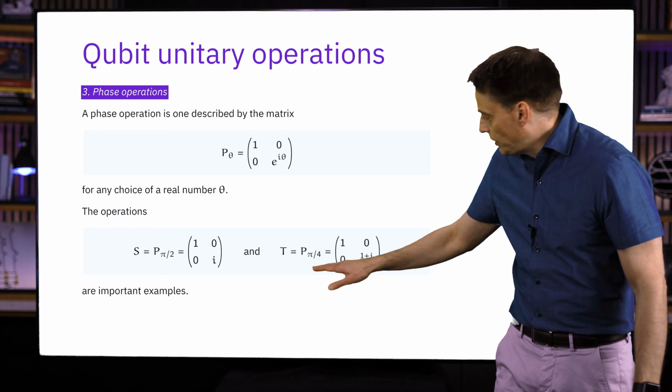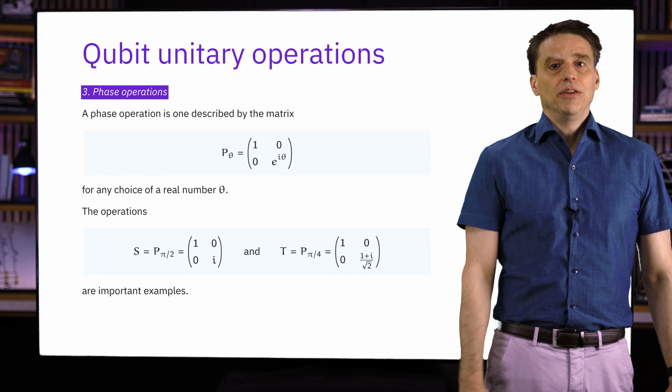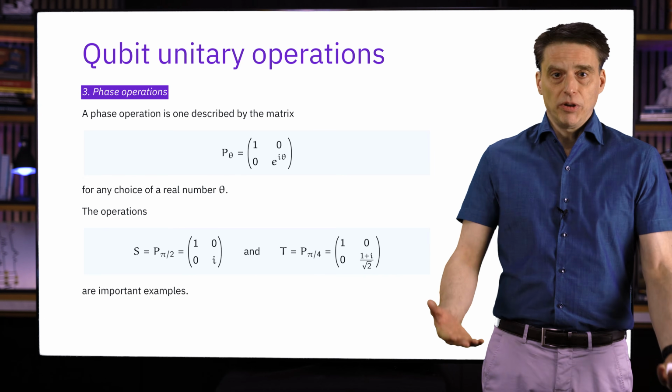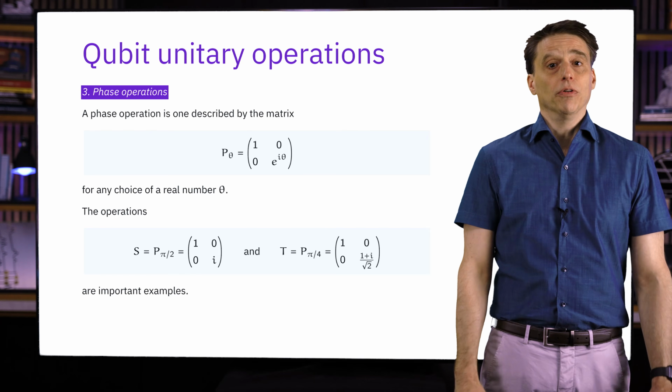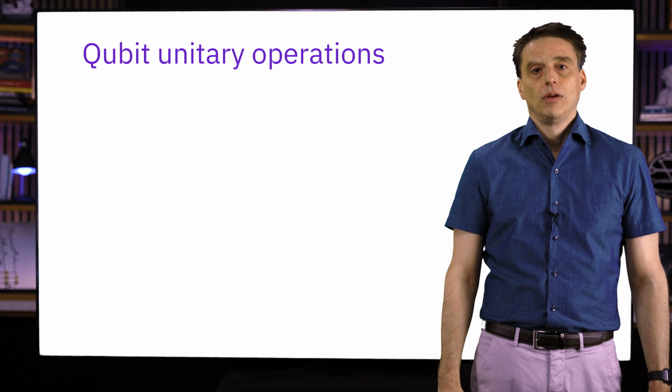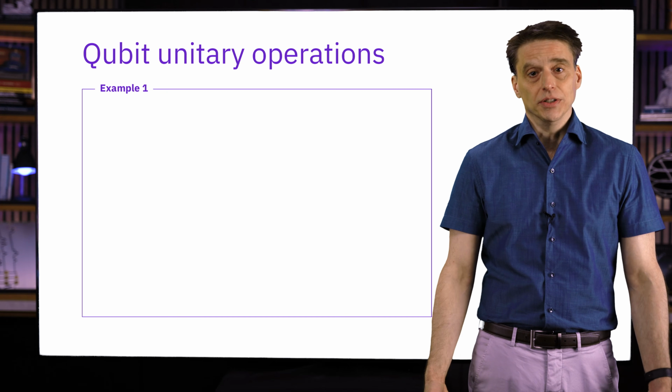The second one is this operation. It's a T operation or a T gate. And for this one, theta is equal to pi over 4. And so when we compute the exponential, we get this value right here, which is (1 + i) over the square root of 2. Here are just a few quick examples to see a couple of these operations in action.